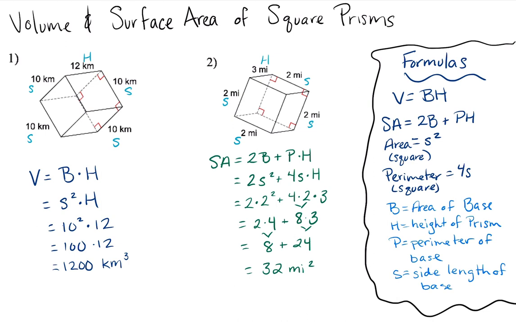Okay, volume gets cubic units, and surface area gets square units. It might help to think of volume as something that's filling the shape, and surface area as the amount of wrapping paper that it would take to completely cover this shape. So we're dealing with flat surfaces when we're calculating surface area, which is why we get squared units. Volume gets cubed units because we're filling it with three-dimensional figures.